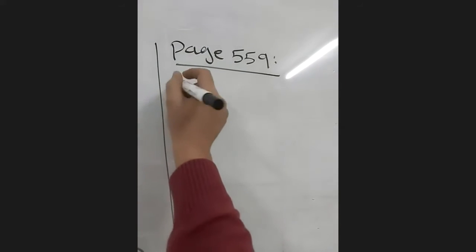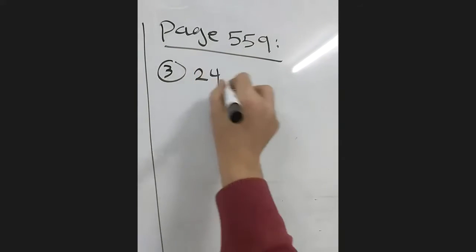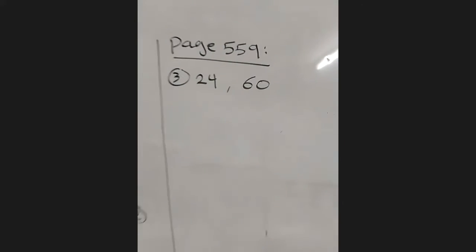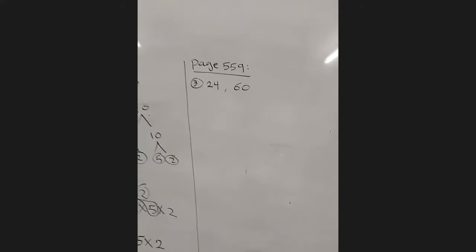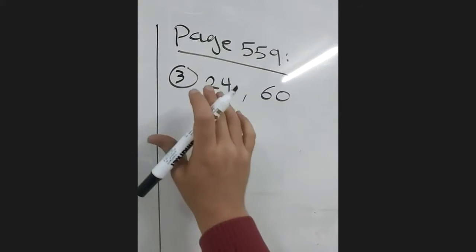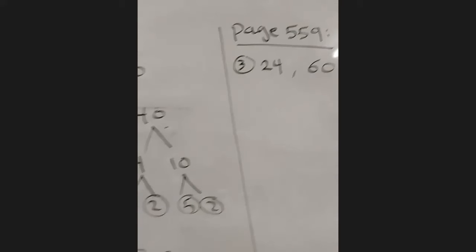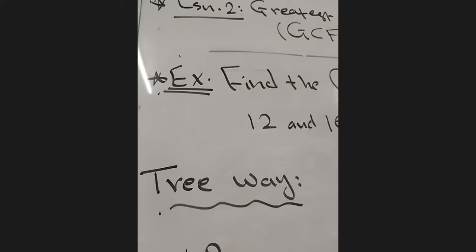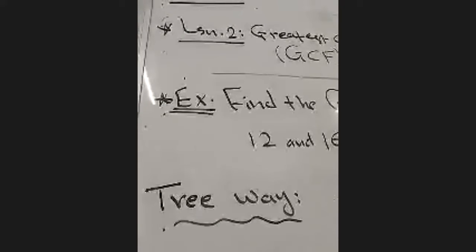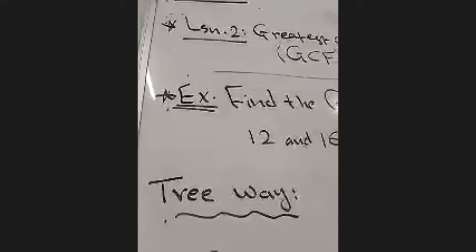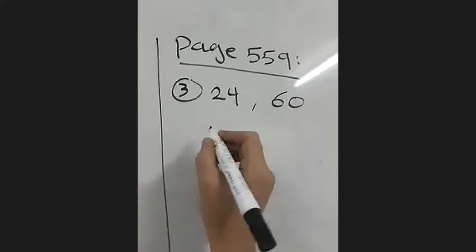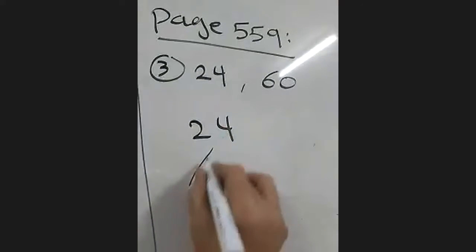Question 3. We have 24 and 60. How will we find the greatest common factor of 24 and 60, Adam? Yalla, tell me. What will we use? We use the three-way. Now, tell me what we will do for 24.